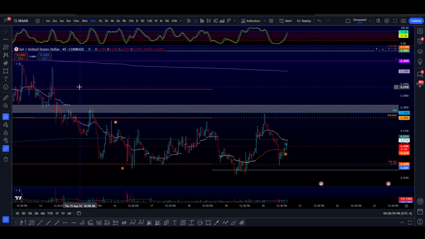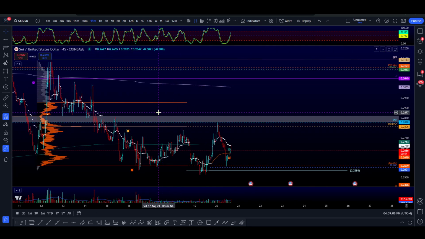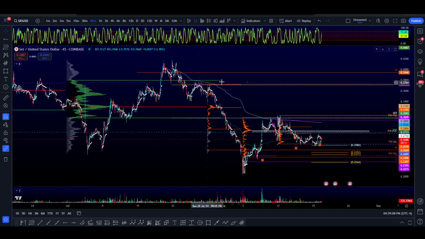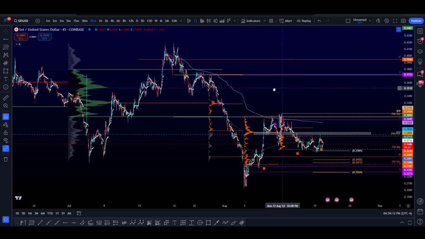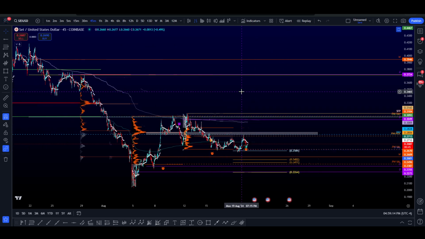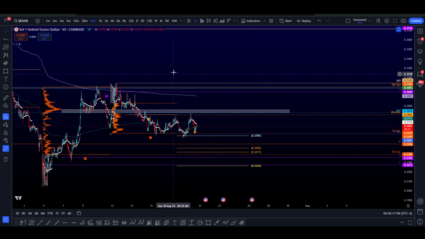Today we'll go over SEI coin, SEI USD on the Coinbase chart. All right. So we have a lot going on here in terms of what you see on the screen. It looks a little bit messy, but it's really not too bad. And I'll tell you why.